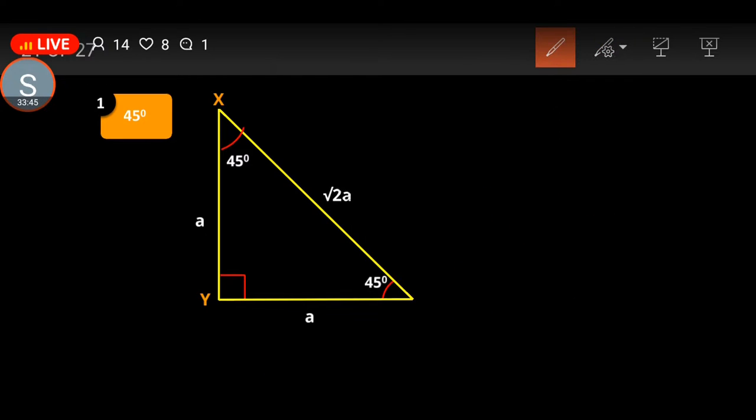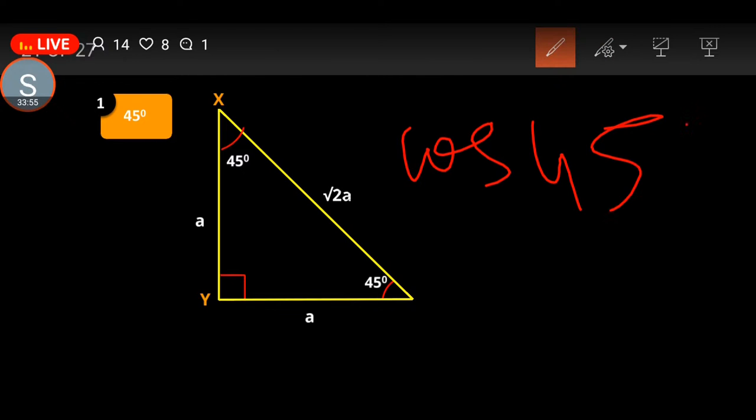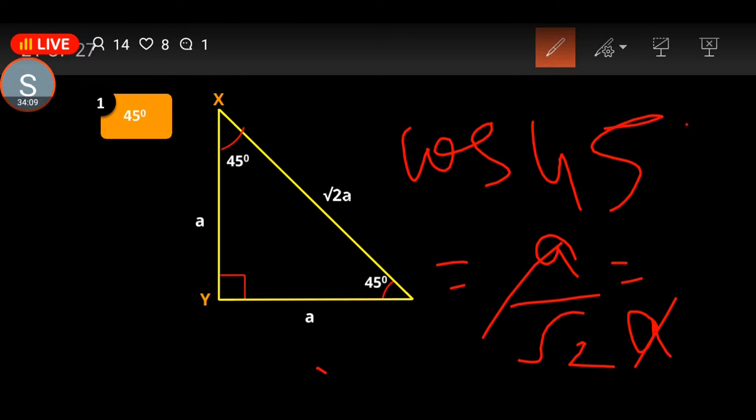Let's take tan 45. First we'll do cos 45. What is the value of cos 45? Cos is base by hypotenuse. What is base? A. So a by root 2a, base by hypotenuse. That is the same as sine 45 degrees.